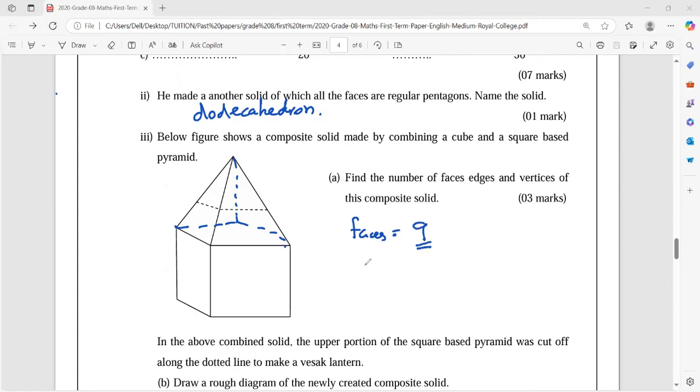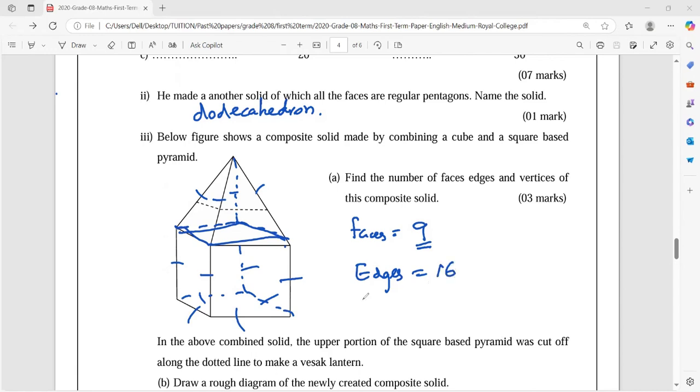And the edges: you have these 4 edges like this and 4 edges like this, that means 8, and 4 edges like this, and 4 edges like this. So 4, 4, 4, 4. Right, then it is going to be 16.